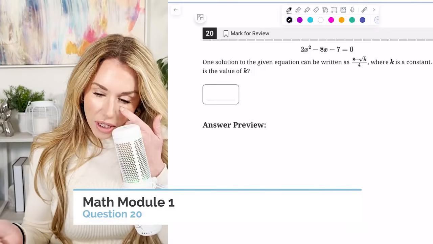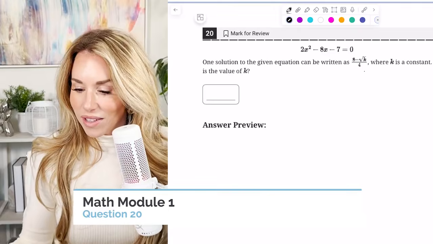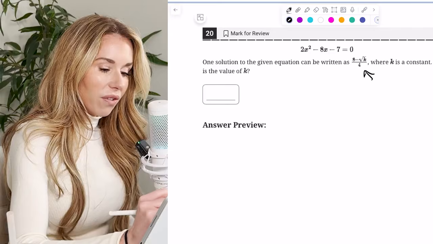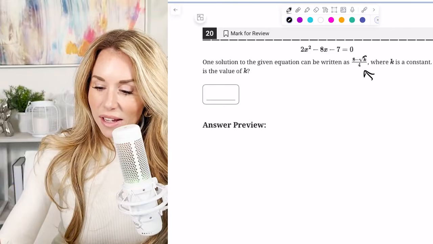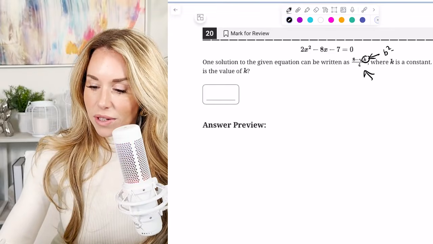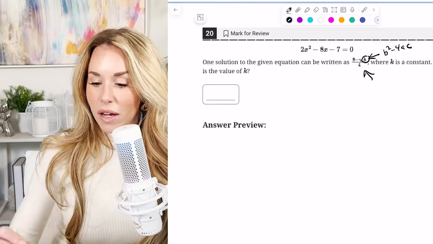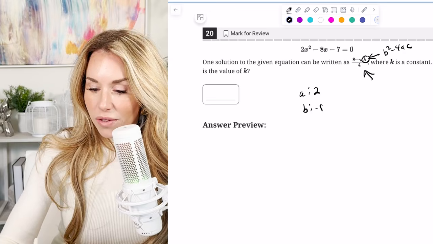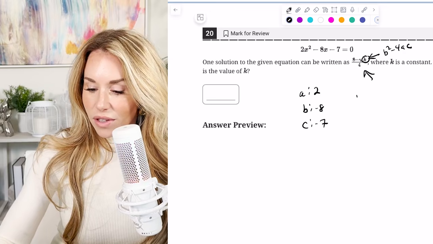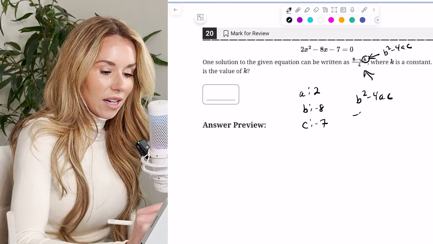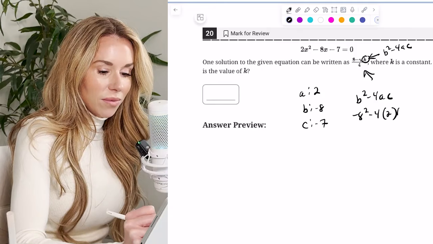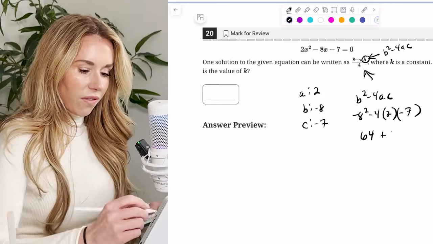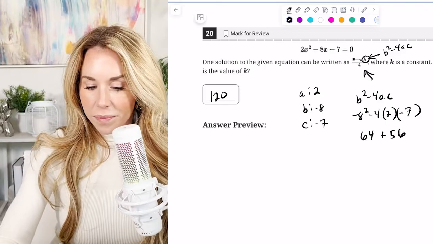Question 20, we have one solution to the given equation can be written as this, where k is a constant. Okay, just as a reminder, guys, that's derived from the quadratic formula. And then k underneath the square root, that is b squared minus 4ac. That's your discriminant. So all I need to do is get our discriminant. Our a value is 2, our b value is -8, our c value is -7. So when I plug that in, I get -8 squared minus 4 times 2 times -7. We get 64 plus 56, and that's 120.